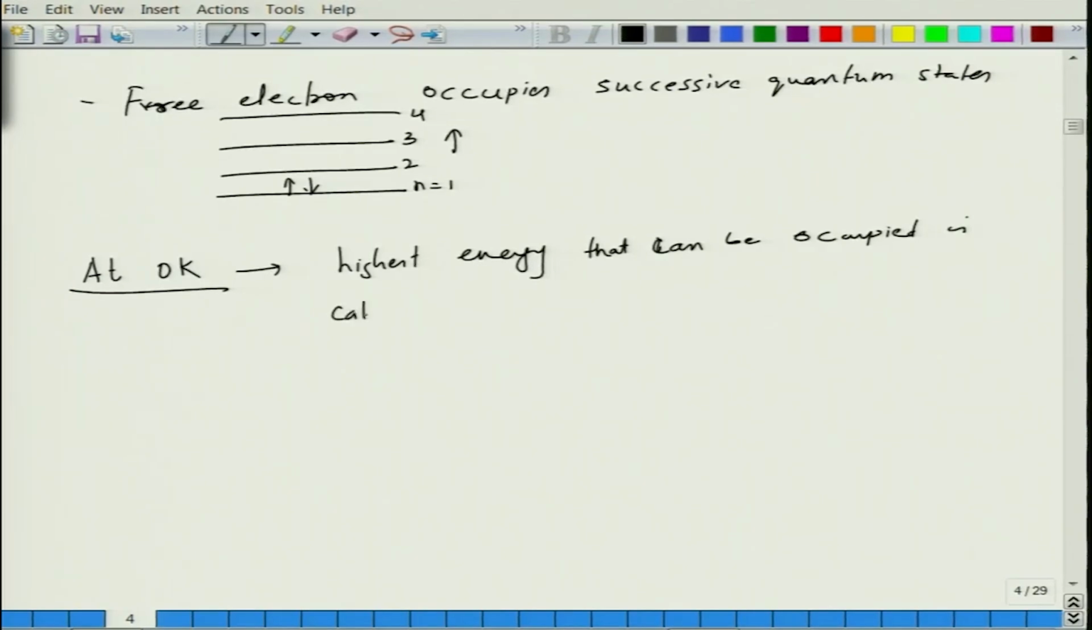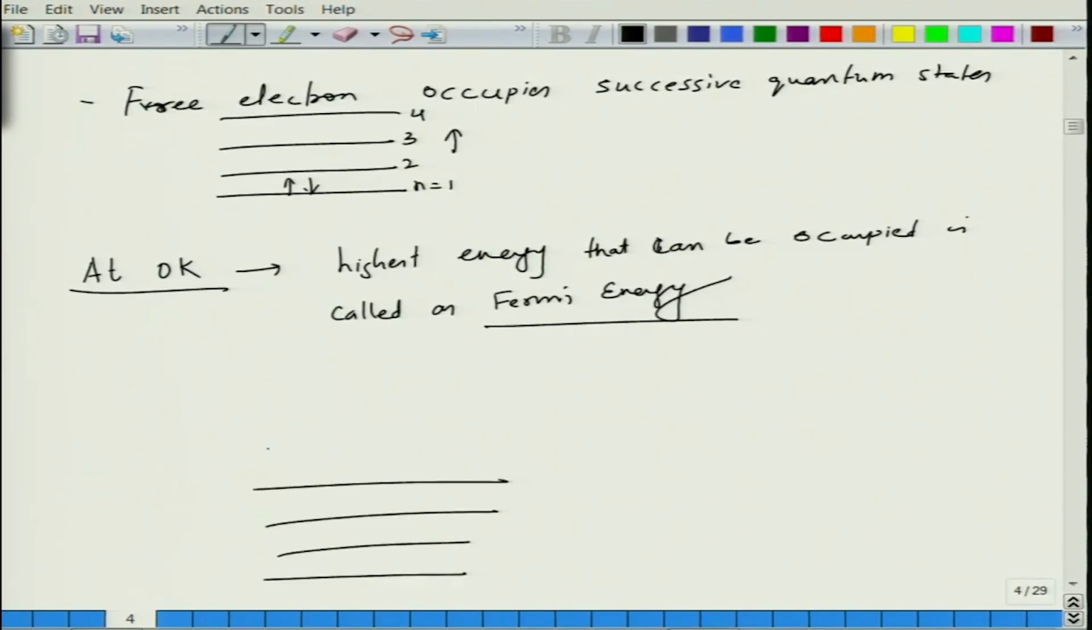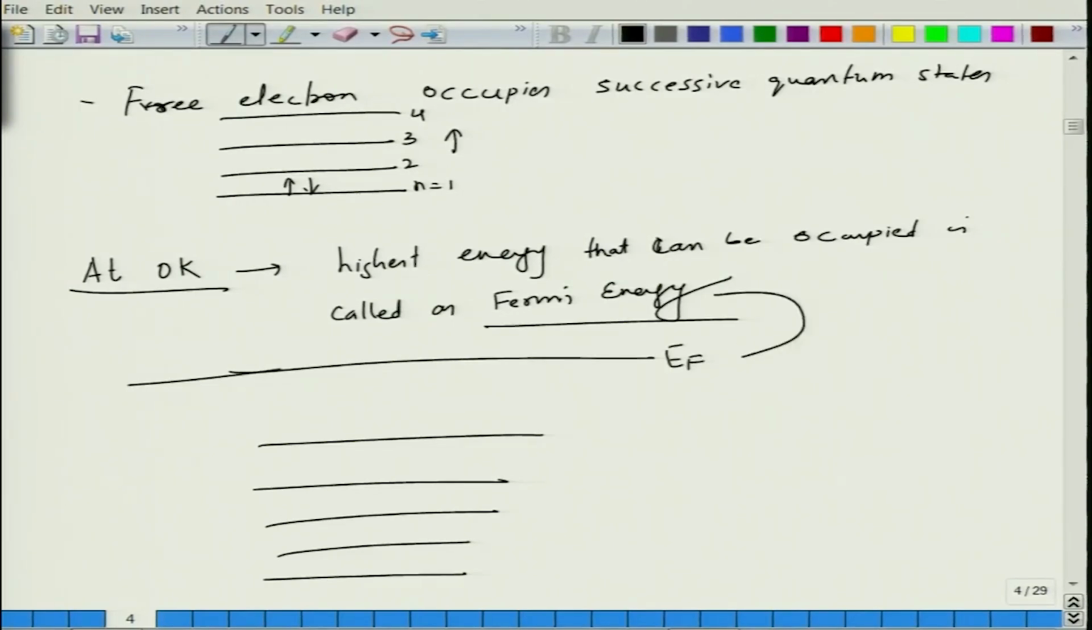is called as Fermi energy. So basically we are saying that you have these energy states, but at 0 K there is an upper level, that is EF. So EF is the highest state that can be filled or occupied by electrons, and this is called as Fermi energy.